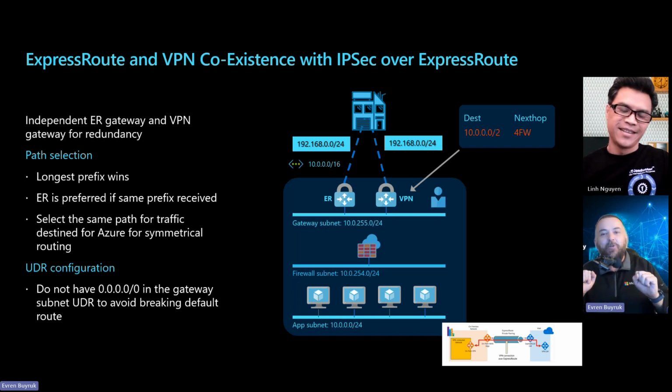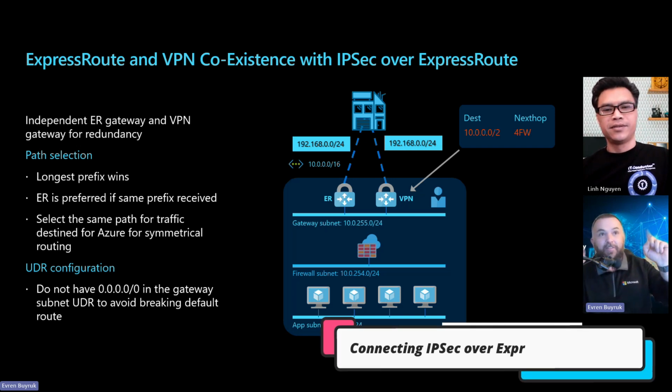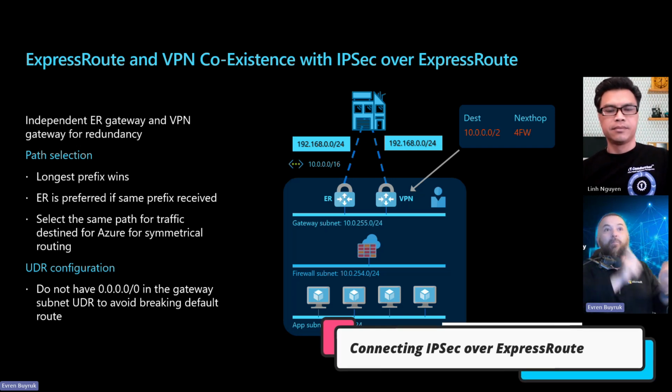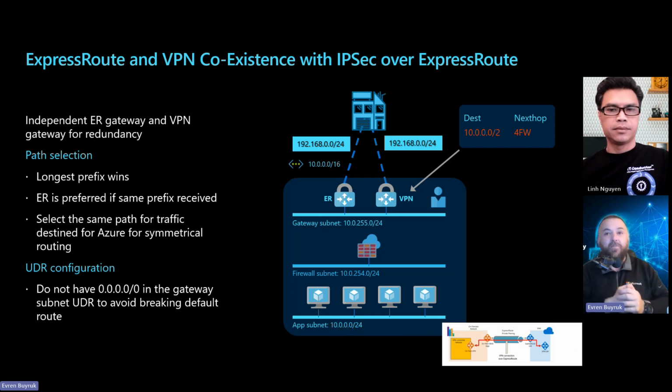What happens when we configure IPSec over ExpressRoute? Guys, I mentioned all the benefits: Phase 1, Phase 2, Mode 1, Mode 2, aggressive mode, tunnel mode, transport mode. What happens if you actually just put this IPSec over ExpressRoute?